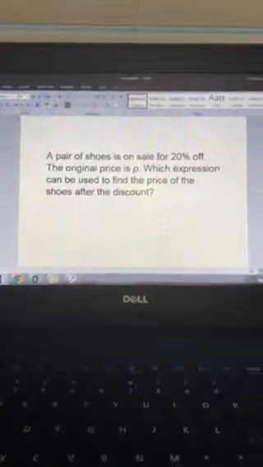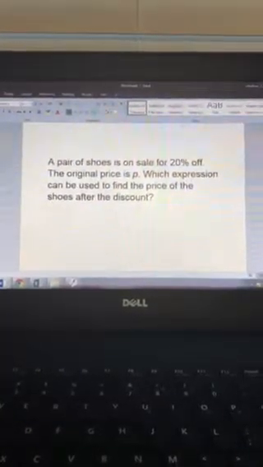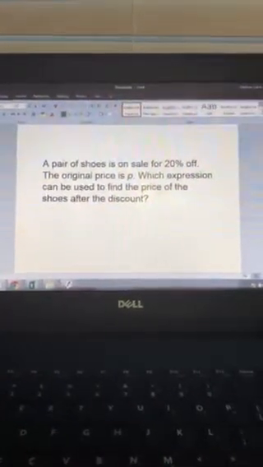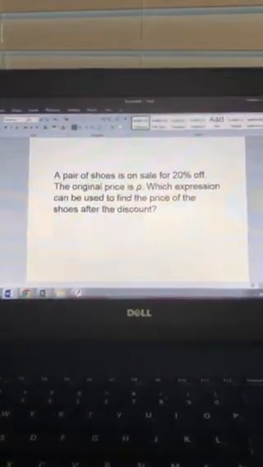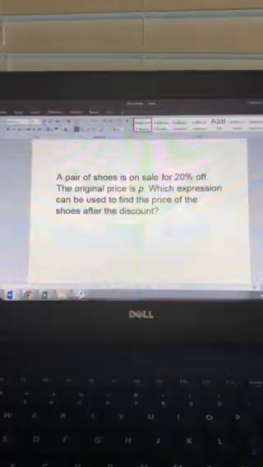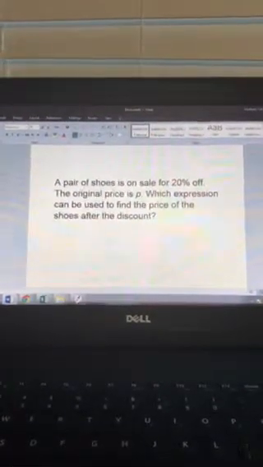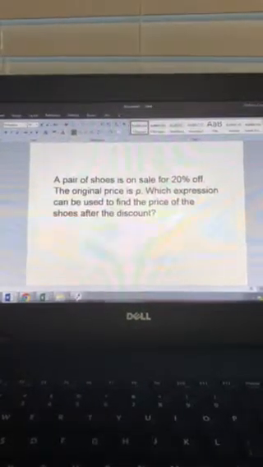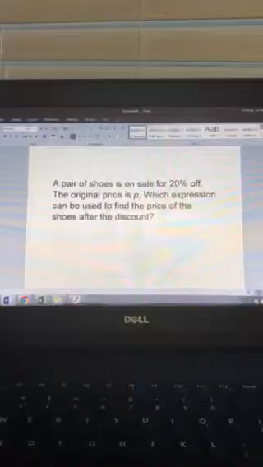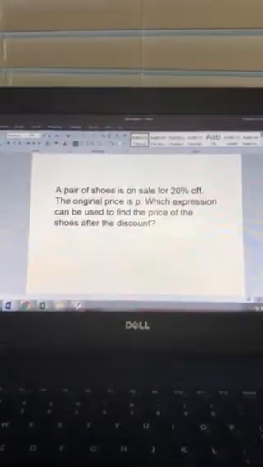Understanding percent problems. Percent can be tricky because just because you see 20% in this problem, that doesn't mean you're necessarily going to use 20% to represent an expression. So let's read this. A pair of shoes is on sale for 20% off. The original price is P. Which expression can be used to find the price of the shoes after the discount?